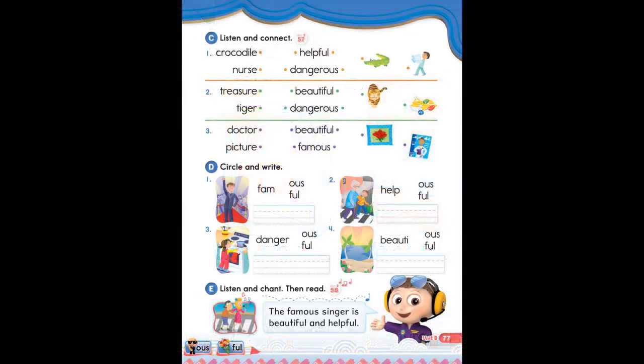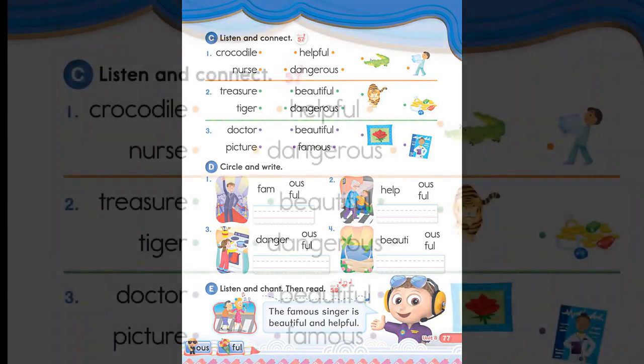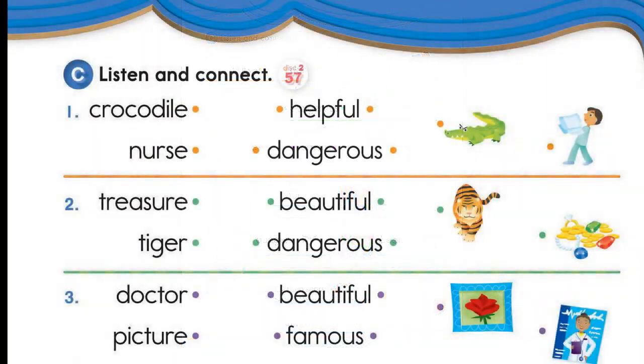Page 77. C. Listen and connect. 1. The crocodile is dangerous. The nurse is helpful. 2. The treasure is beautiful. The tiger is dangerous. 3. The doctor is famous. The picture is beautiful.